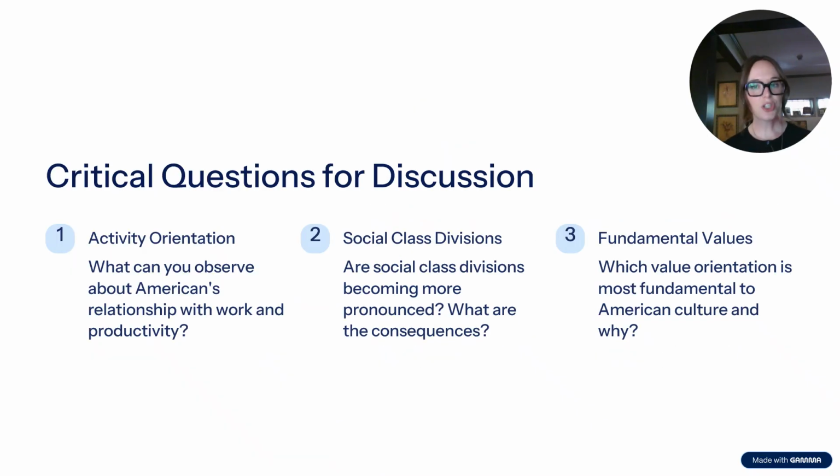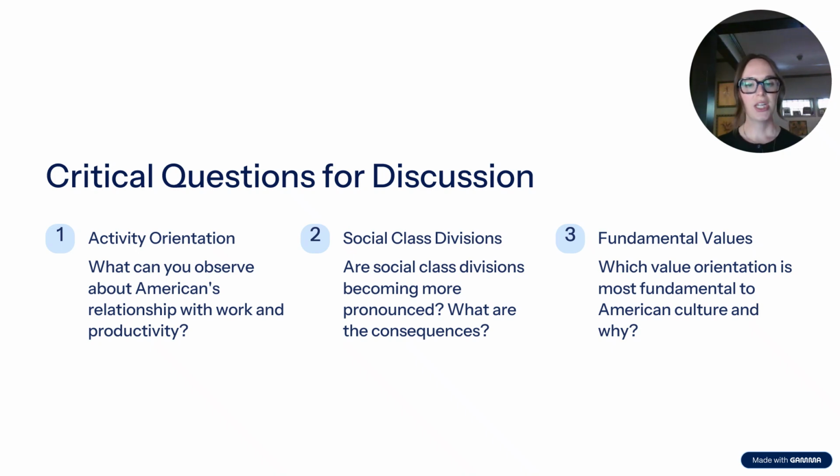So for some discussion questions that I have outlined, first is based off of America's activity orientation. What can we observe about Americans' relationship with work and productivity? What do we see that is typical and common in US culture, as far as how much we work, how much value we place on work? What does that look like in relation to vacation time, personal time, family time, those parts of our lives that are separate from work? How do we value those factors in with how much we value work?